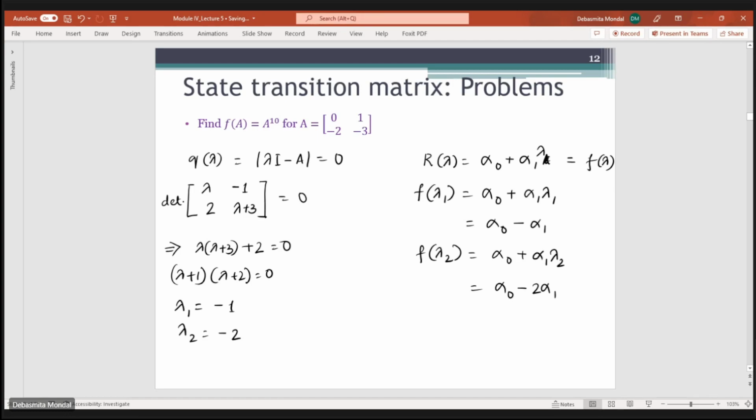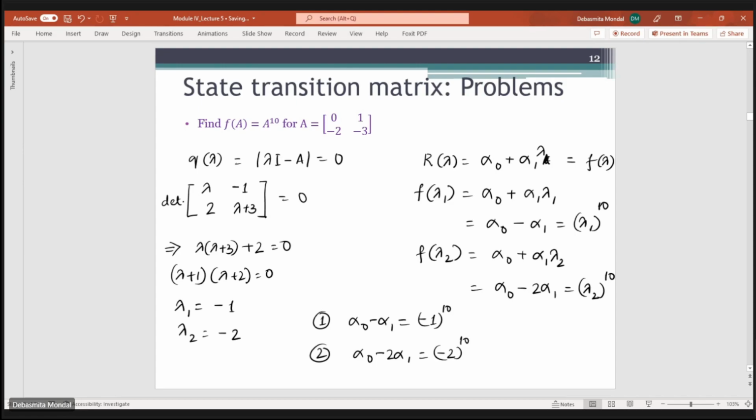And it is given that the value of F(A) is equal to A to the power 10. So you can write that this one will be equal to A to the power 10. A is lambda 1, so lambda 1 to the power 10. Similarly, this would be equal to lambda 2 to the power 10. So you have two equations. The first equation is alpha 0 minus alpha 1 is equal to minus 1 to the power 10, and the second equation is alpha 0 minus 2 alpha 1 is equal to minus 2 to the power 10.